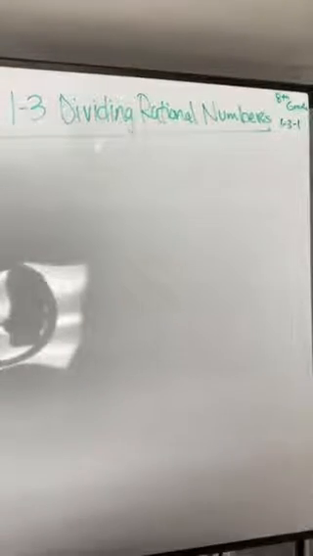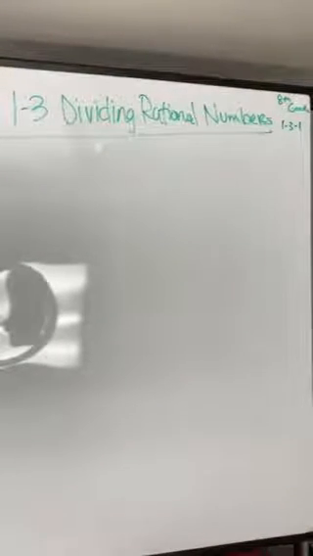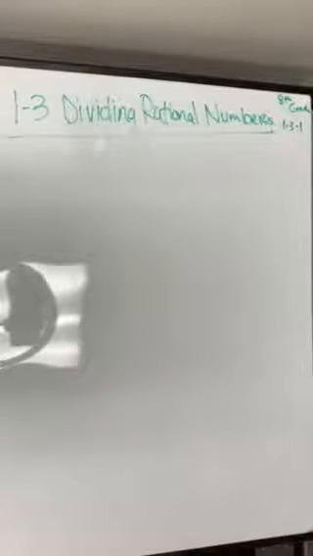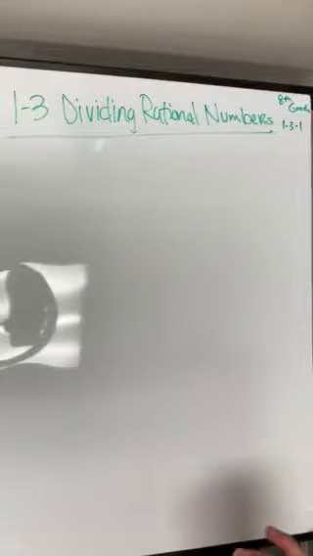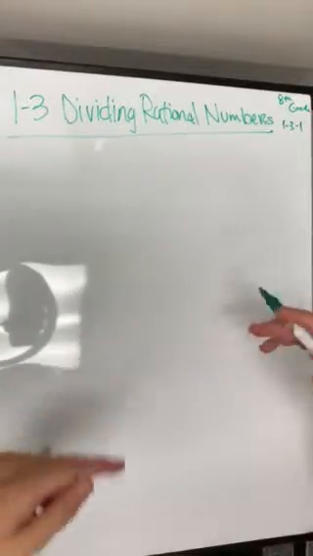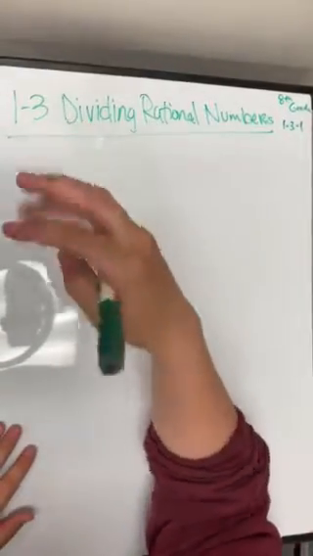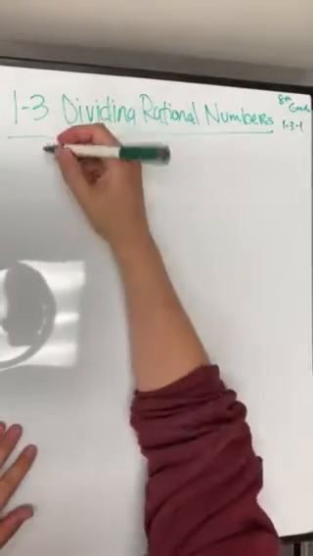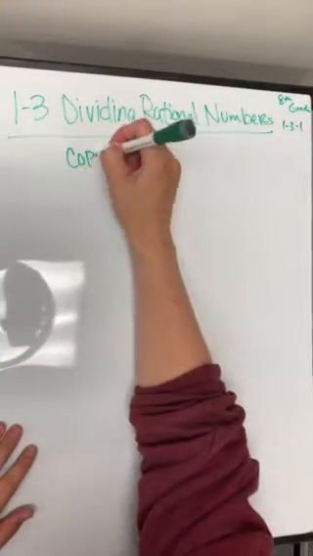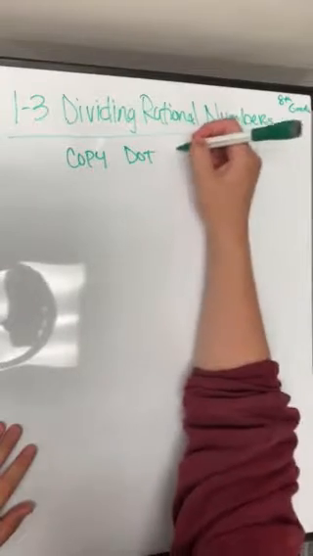Okay, this is chapter 1, section 3. Its title is Dividing Rational Numbers. So if you understood the last section, then you're going to understand this section because we turn division problems into multiplication problems. Last year, whenever we were talking about dividing fractions, we did something called a copy dot flip.